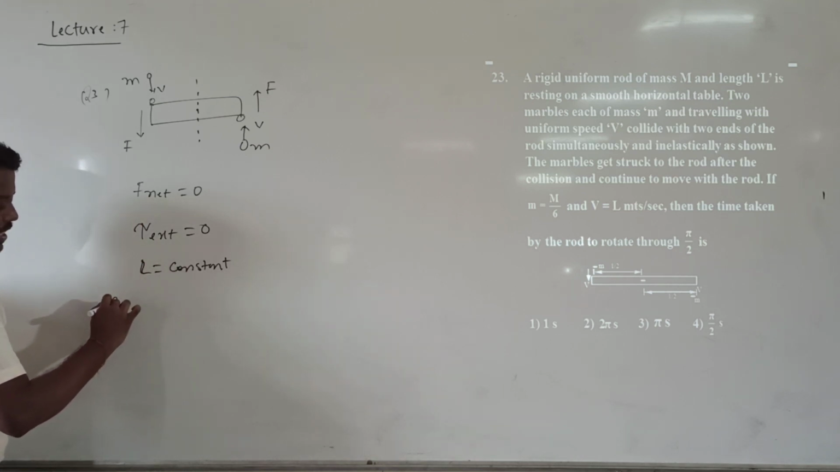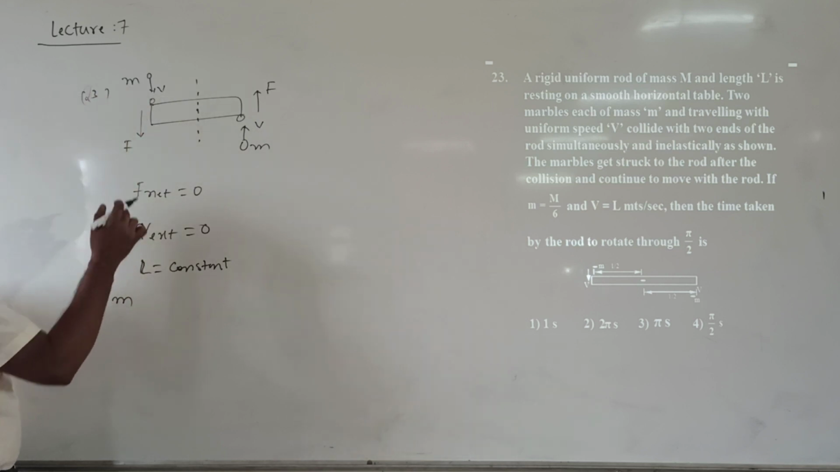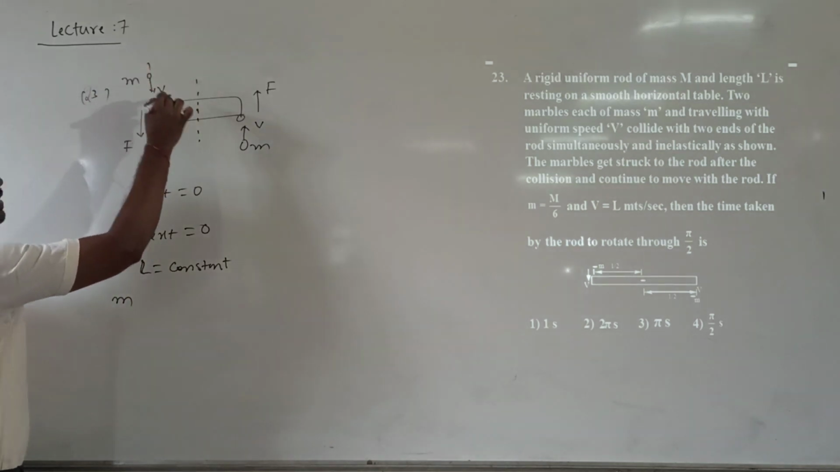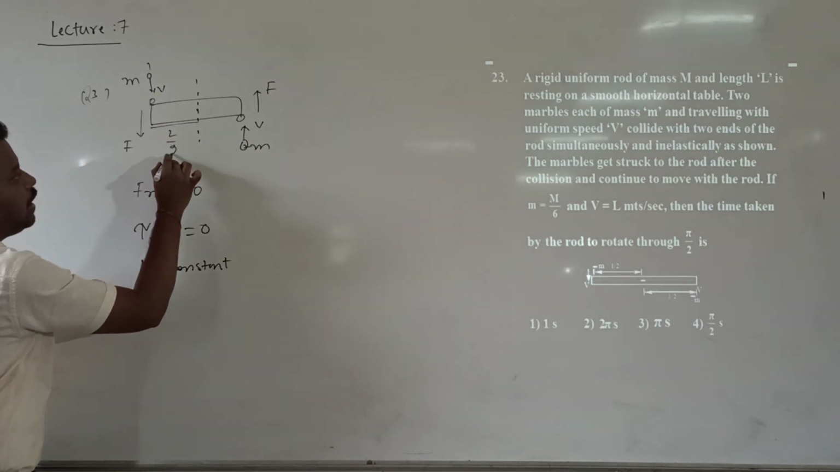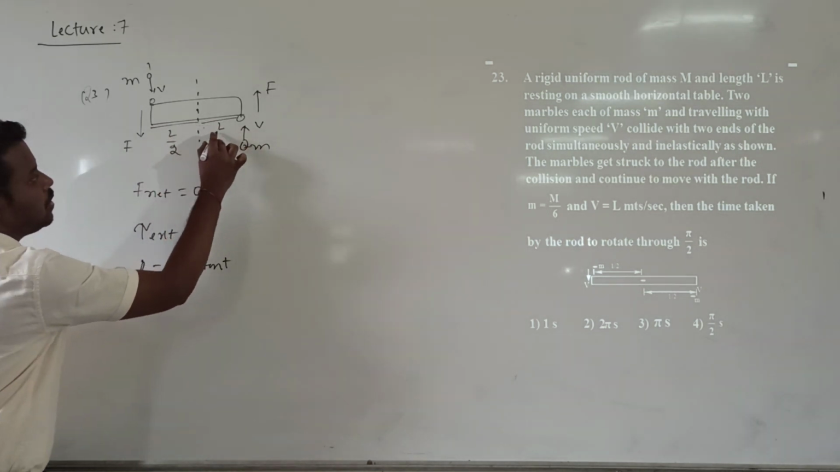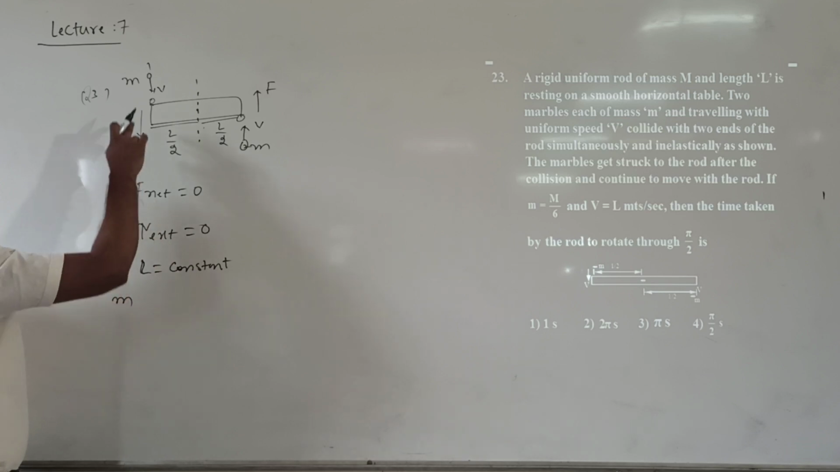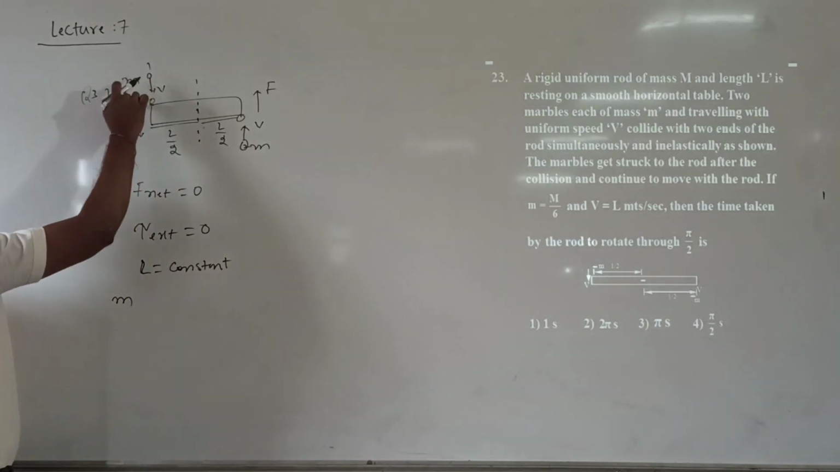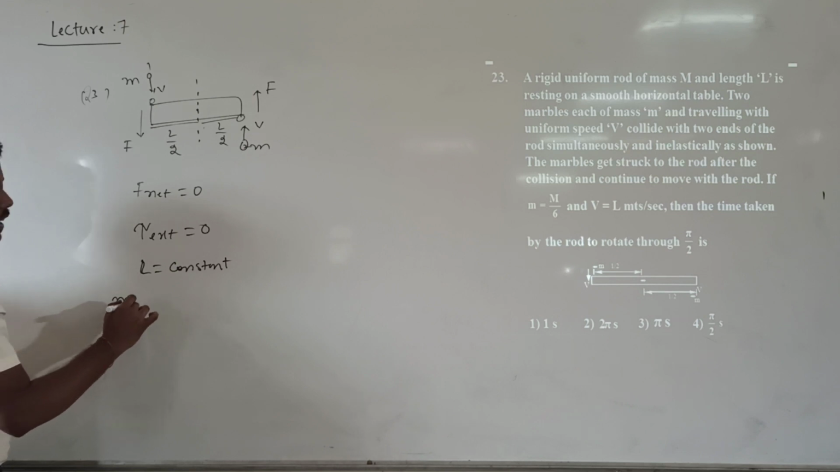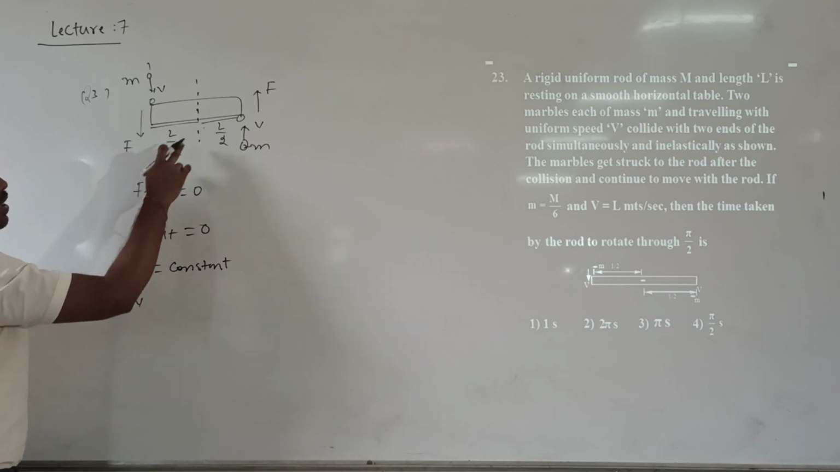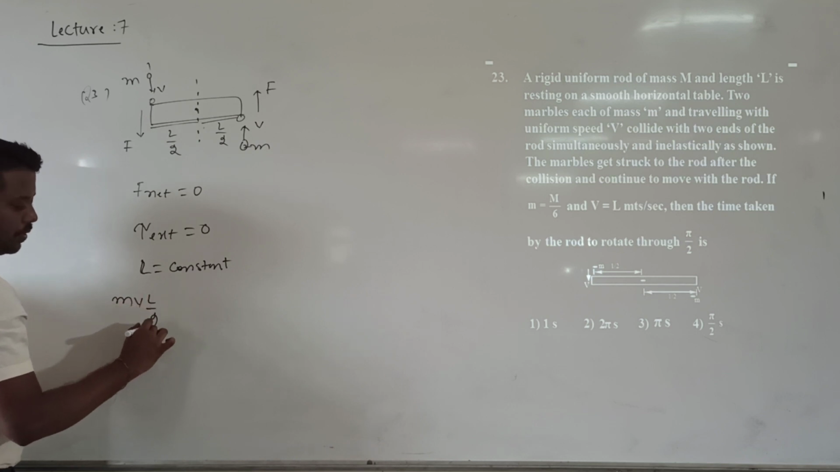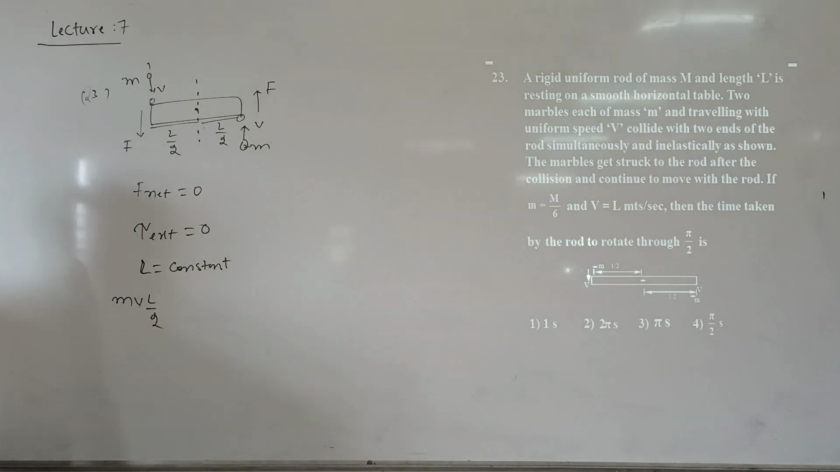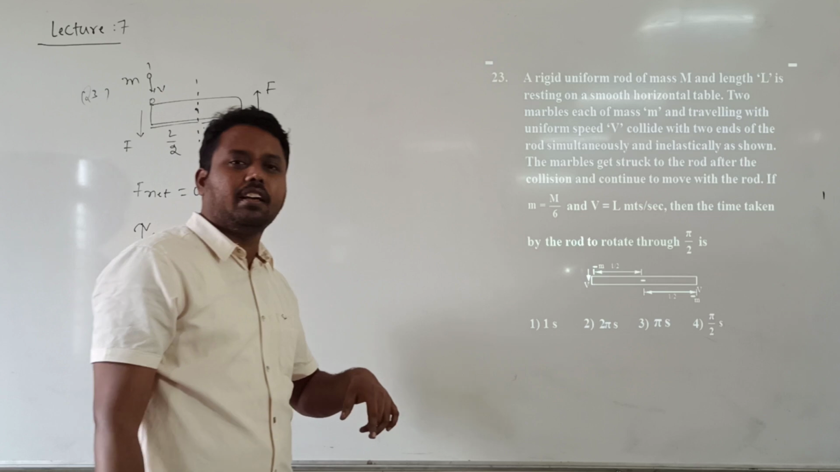What is the initial angular momentum of the system? This is the first ball, this is the second ball. The distance is given: this distance is equal to L by 2, and this distance is also equal to L by 2. So the initial angular momentum: particle one is in motion. Angular momentum is given by m into v into, what is the distance from the center of this particle? That is L by 2. This is the angular momentum of the first particle.